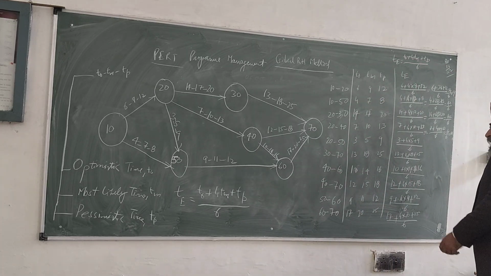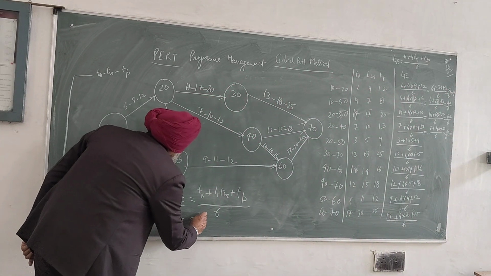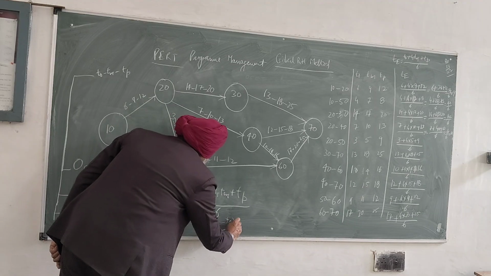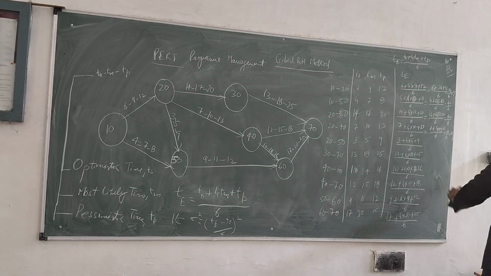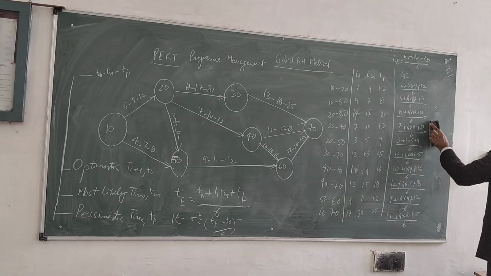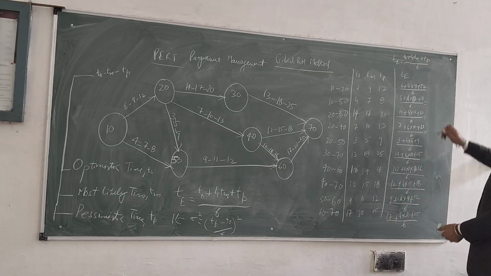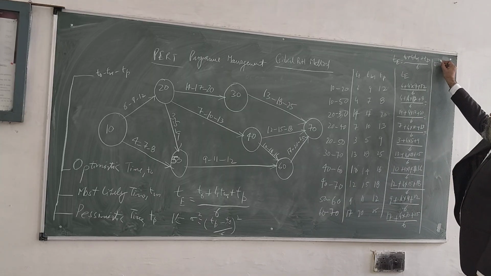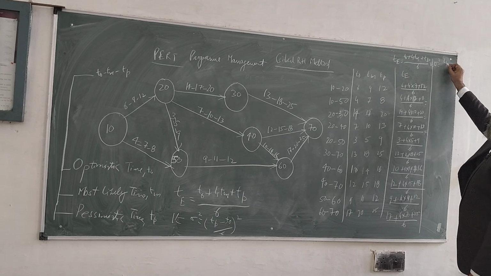Similarly, we'll calculate the standard deviation or variance. Sigma square is equal to ((TP minus TO) upon 6) whole square. This is called the standard deviation or variance. When we are calculating the critical path, this is another important part. Variance is equal to sigma square is equal to (TP minus TO upon 6) whole square.